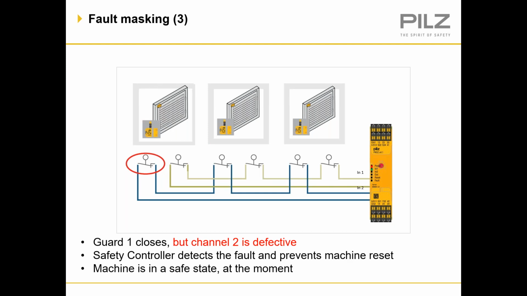Once they've cleared the misalignment, the operator then closes the guard, but channel 2 is still defective. The safety controller does its job and detects the fault and prevents the machine from restarting. Again, the machine is in a safe state at the moment.